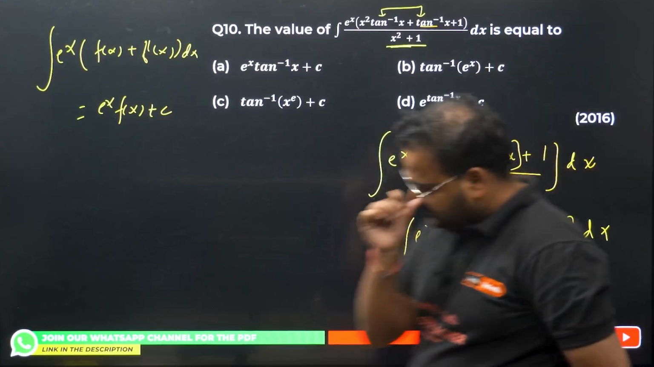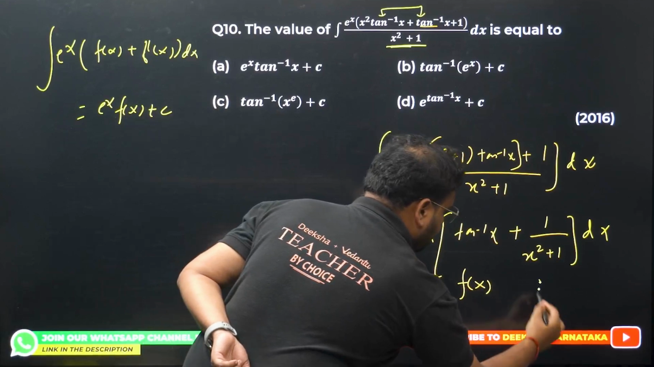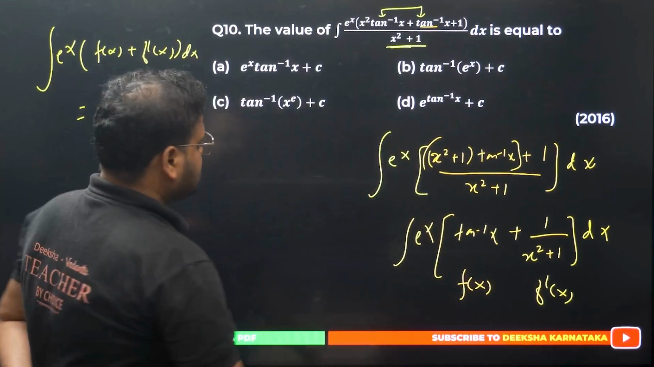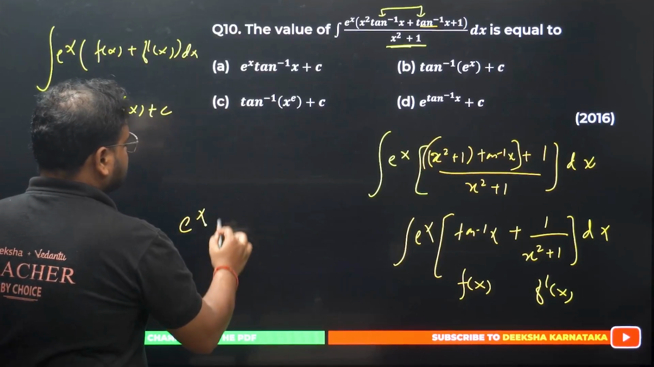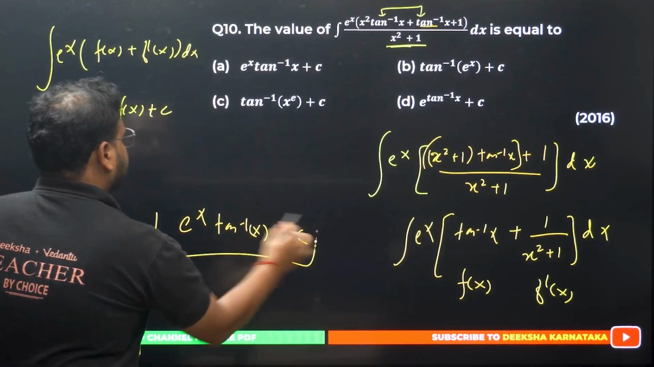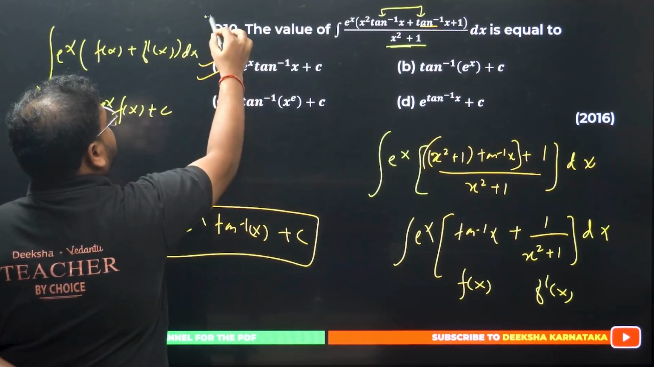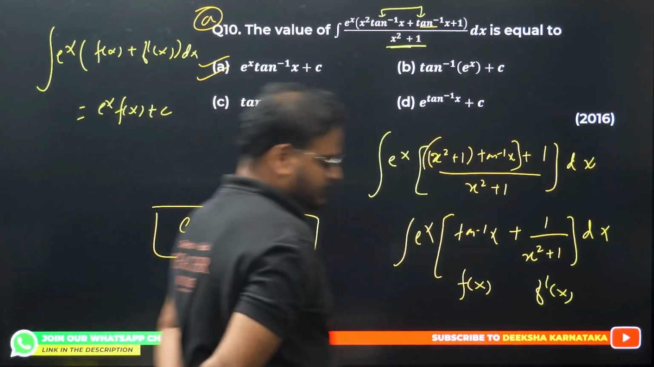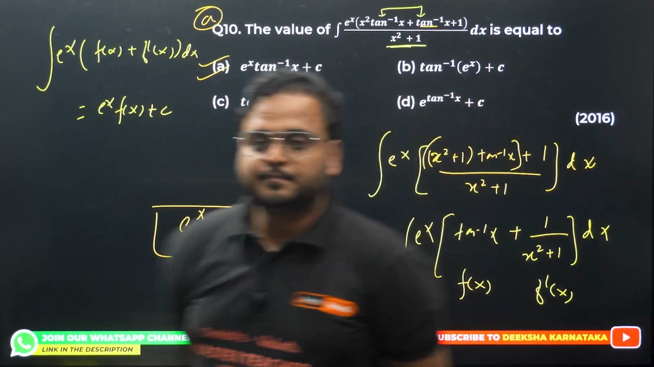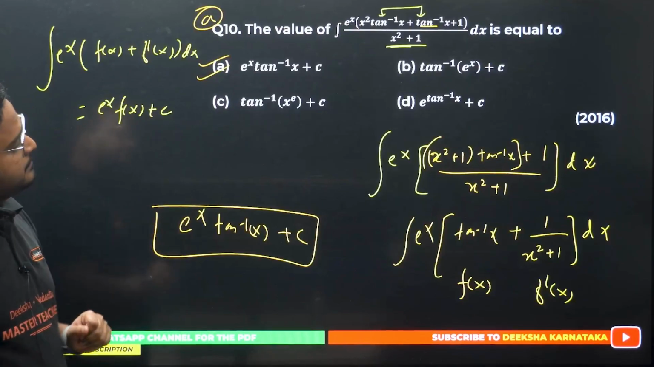Check carefully. This is my f(x) and this is f dash of x. Derivative of tan inverse of x is 1 upon 1 plus x square. Answer is e power x tan inverse of x plus c, that is e power x f(x) plus c. Option A is correct, I think. Please check. Super. Got it. 10th is done.